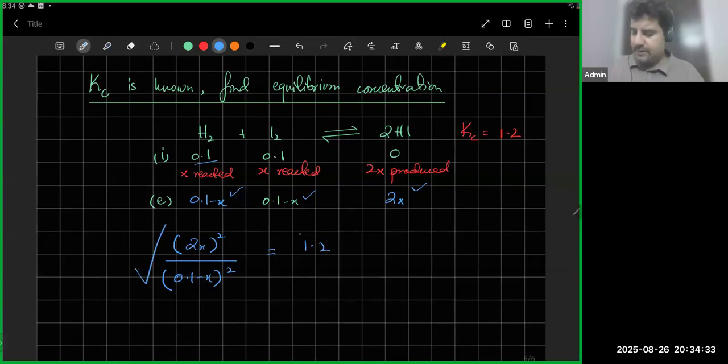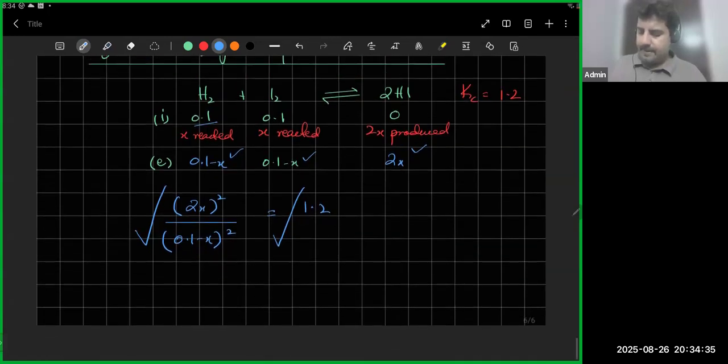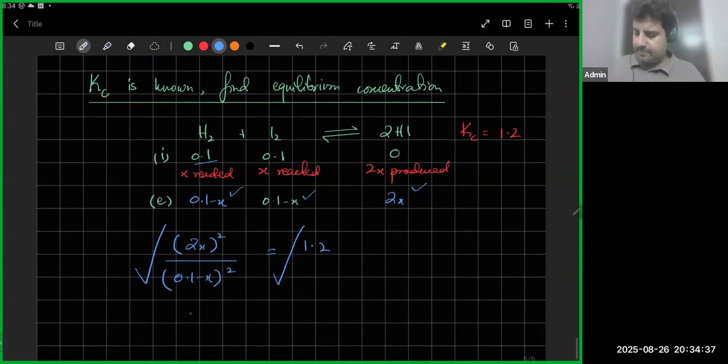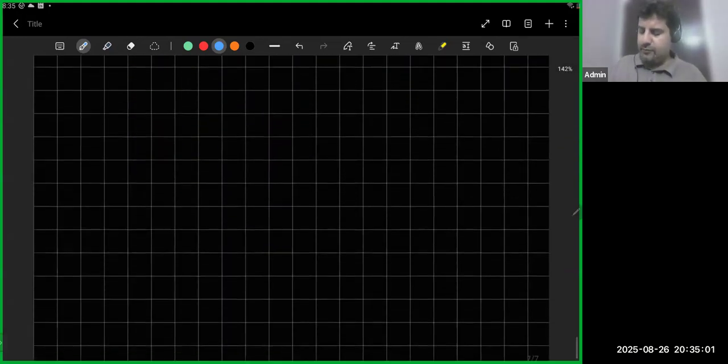So we're going to take the under root on both sides. What am I going to get over here? It's going to be 2x over 0.1 minus x at the bottom. On the other side, I'm going to get either plus 1.2 under root. You take the under root, you're going to get two values. Or the other one would be minus 1.2 under root.